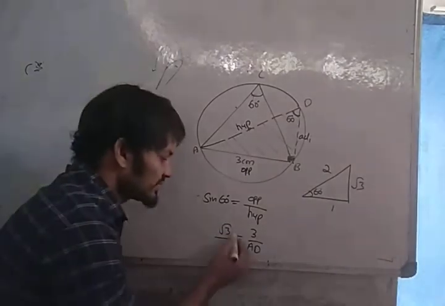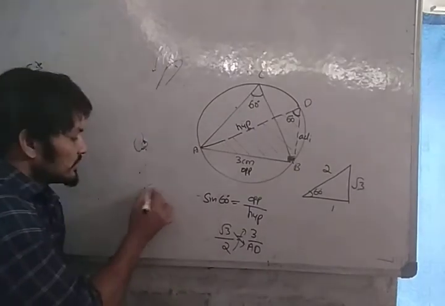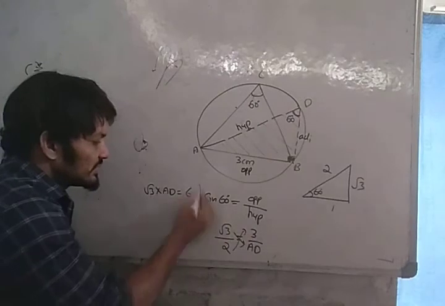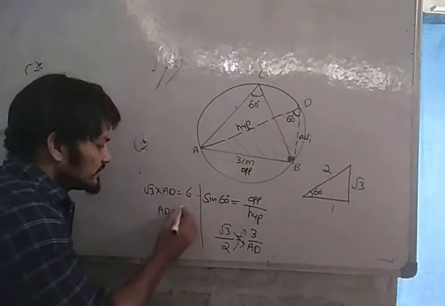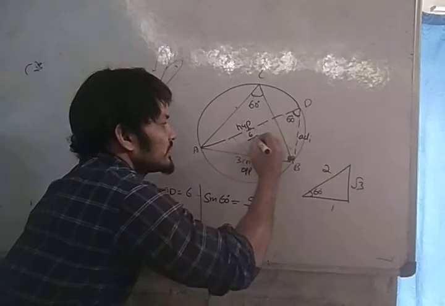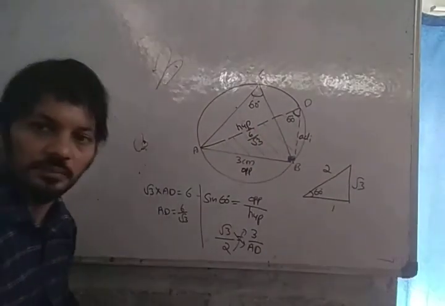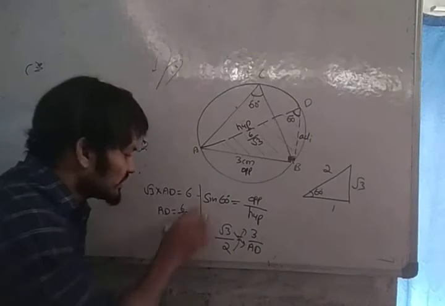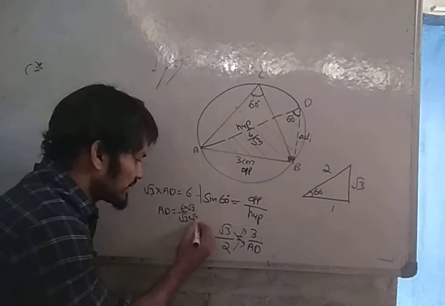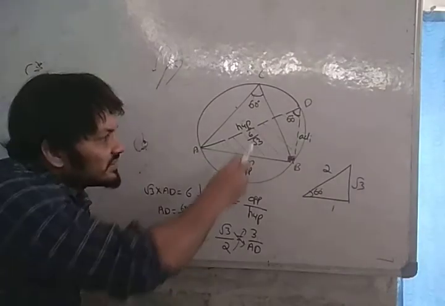Now crossing like this. Root 3 into AD is equal to 2 into 3, which is 6. And AD is equal to 6 by root 3. This is the full 6 by root 3. Otherwise, you can continue this step. Multiply numerator and denominator by root 3 to eliminate the root in the denominator. Otherwise, this answer is okay.